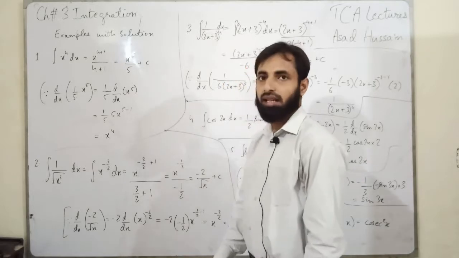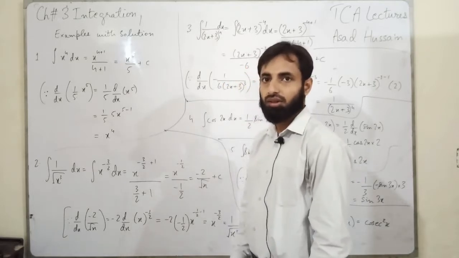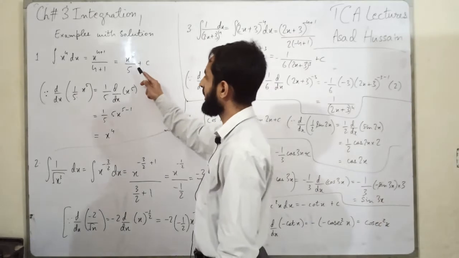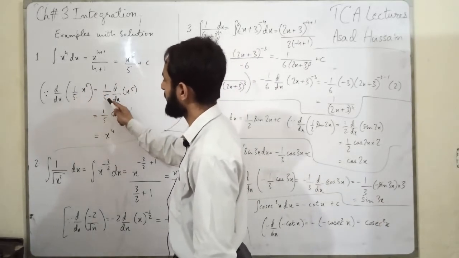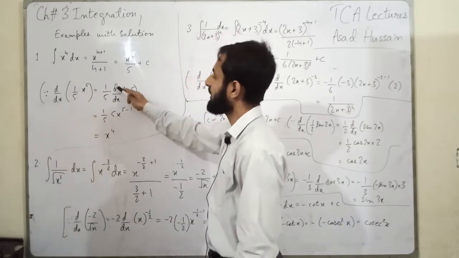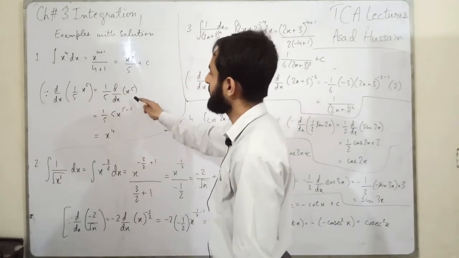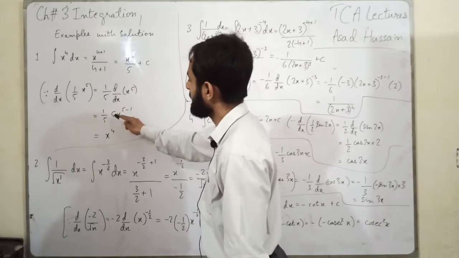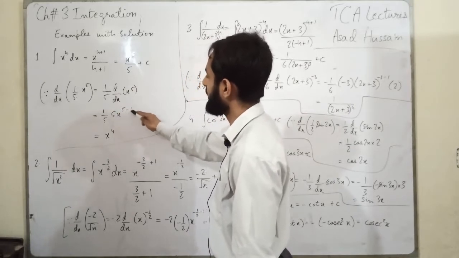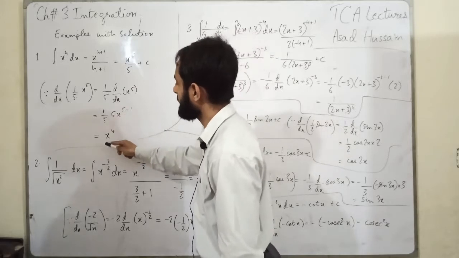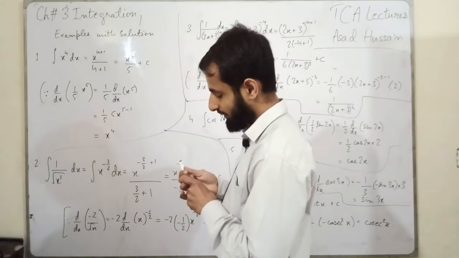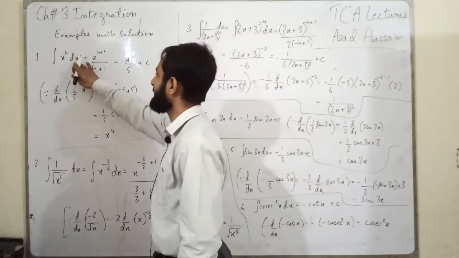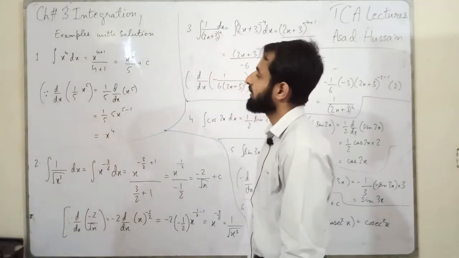As we know that derivatives are the reverse of integration, by taking the derivative of 1 over 5 x^5, 1 over 5 will be left behind, and the derivative of x^5 will be equal to 5 x raised to power 5 minus 1 into derivative of x, which is 1. So 5 would be cancelled by 5, and the answer is equal to x^4. As the answer is the same, we can say that this formula is verified.